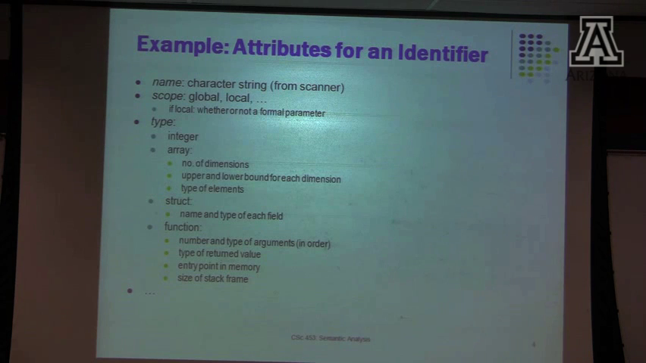Here are some of the attributes that we could have for an identifier. A name for an identifier, scope. If it's a local, then I might want to know whether it's a formal parameter or not, because that can influence where in memory I put it. If it's a formal parameter, then I'm constrained about where it can live. Its type, if it's an integer, if it's an array, then I care about how big the array is, not in C, but in other languages, maybe how many dimensions it has, etc. If it's a struct, then I care about the fields and their types, and so on.